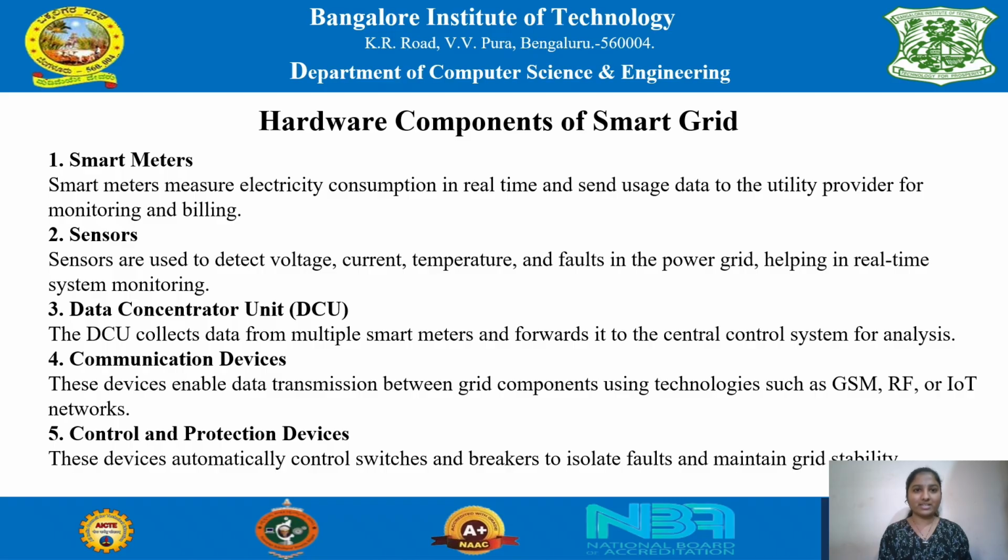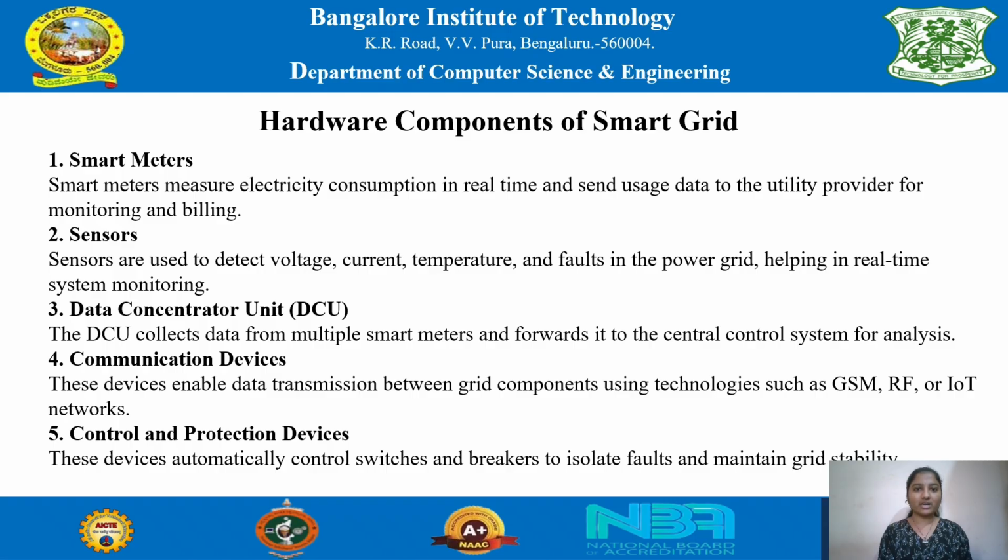Second one is sensors. Sensors are used throughout the power grid to detect parameters like voltage, current, temperature and faults. They help in real-time system monitoring and enable quick fault detection, which reduces power outages. Next, the third, data concentrator unit, also called DCU. The DCU collects data from multiple smart meters in a particular area. It acts as an intermediate device and forwards the collected data to the central control system for further analysis.